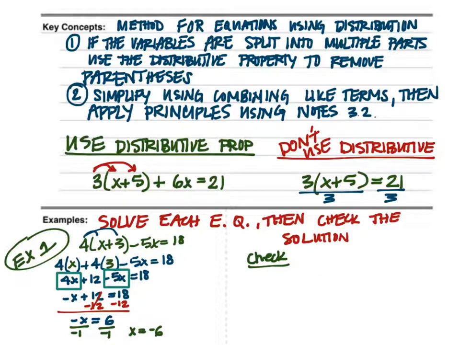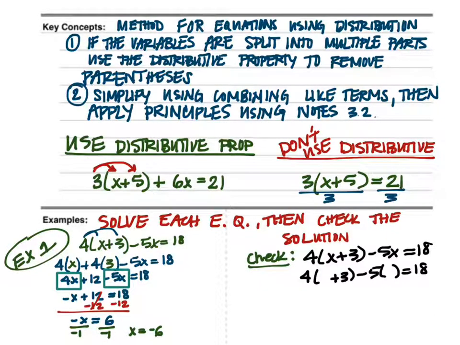So if we had a negative x equal to positive 6, we can now have a positive x equal to negative 6. Our check is going to require the original rewrite of the problem. So 4 times the quantity of x plus 3 minus 5x equal to 18. And I'm going to check the value, my solution, in this equation. I believe x is negative 6, so where I see x, I'm going to place negative 6.